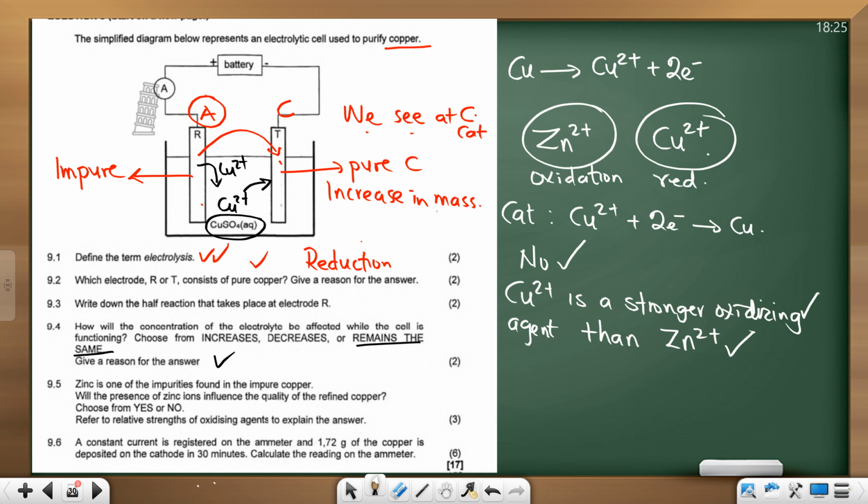So we have Zn2+, just use your table. We have Zn2+, and we have zinc. Yes, Alwande, quickly, I'm listening.